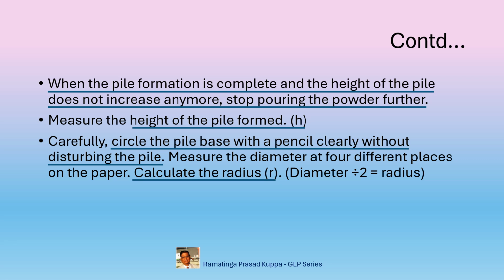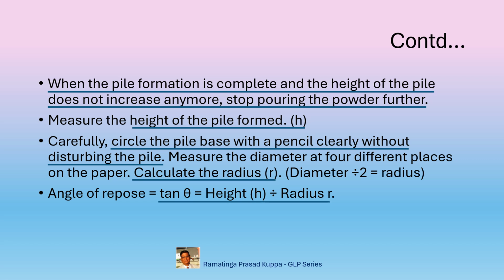In another method, the base may be fixed and the pile formation may be made at a convenient height of the funnel. In this case, the height of the pile from the bottom to the tip can be measured separately. Angle of repose is given by tan theta equals your height h divided by radius r. As explained in the previous slide, the tan of the angle is equal to the height divided by the radius.